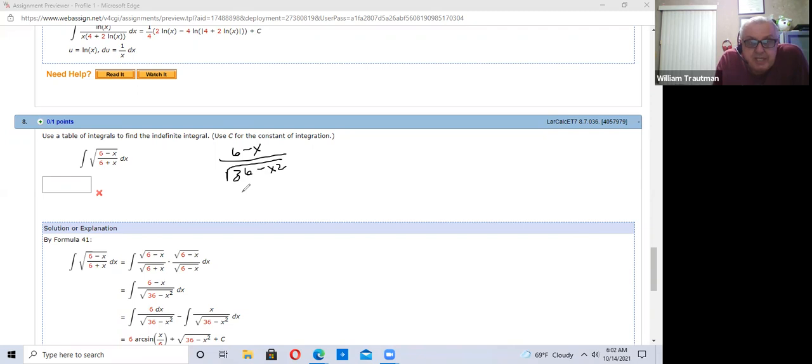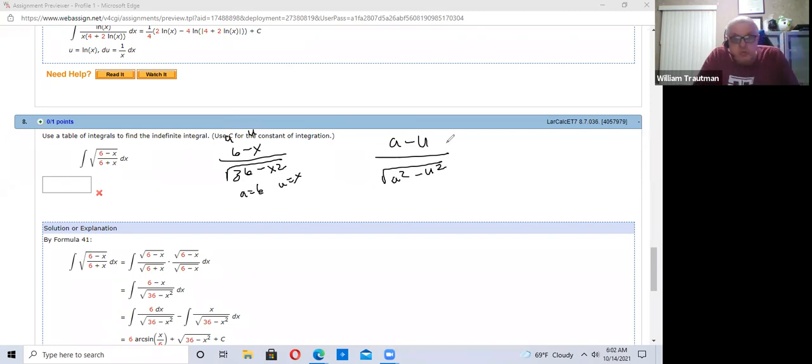And we said a equals 6 and u equals x. This is a and this is u. So we end up with a minus u over the square root of a squared minus u squared. So this is what we have.